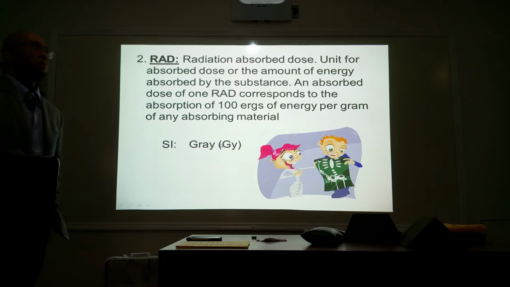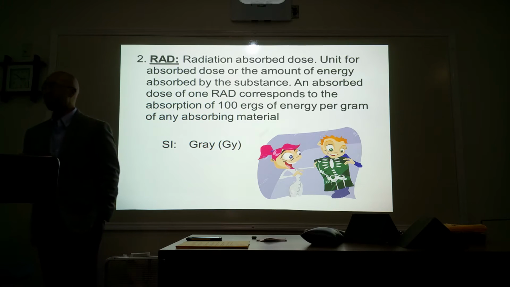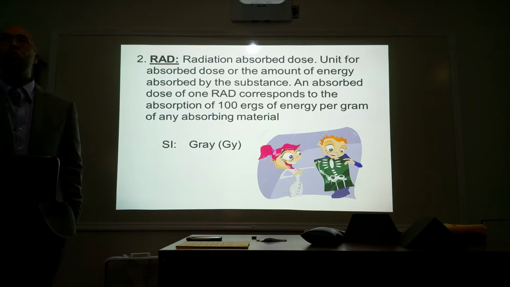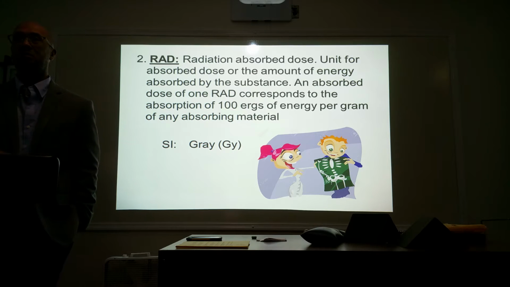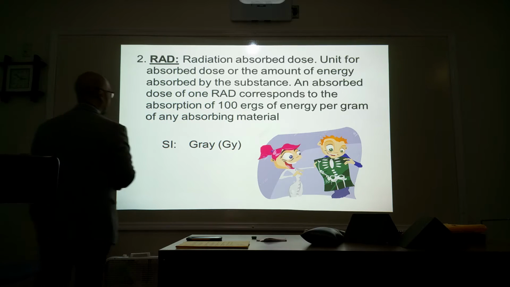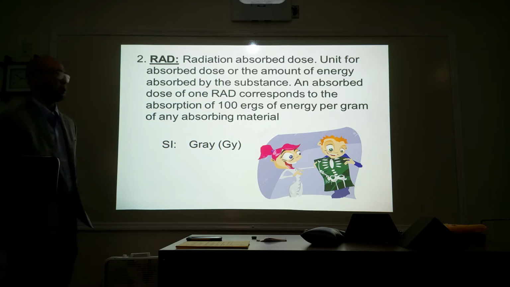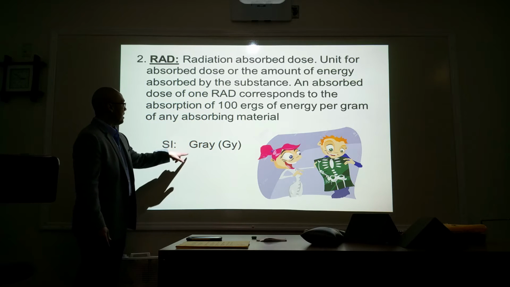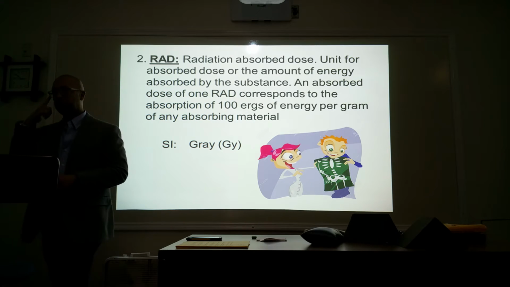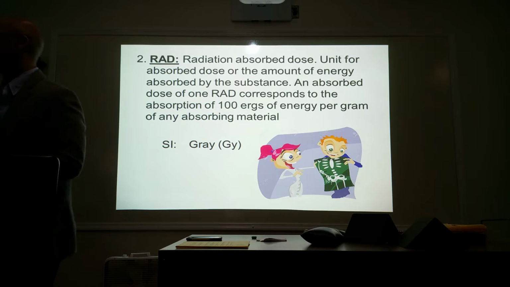All right, the RAD. The RAD is radiation absorbed dose. That is what the acronym stands for. It refers to the exposure that the patients are receiving. That's the RAD. Patient exposure. The SI equivalent is the gray. I'll talk about the conversion here in the next lecture. But RAD and SI, there's going to be a slight conversion. So RAD, traditional. SI is the gray.